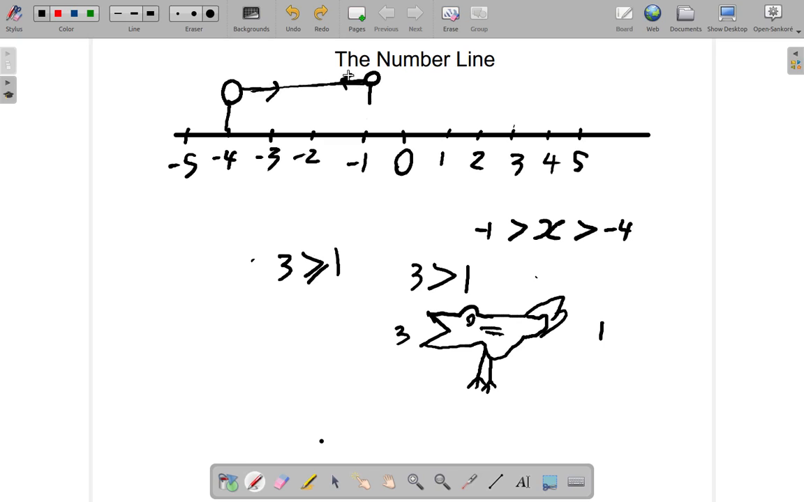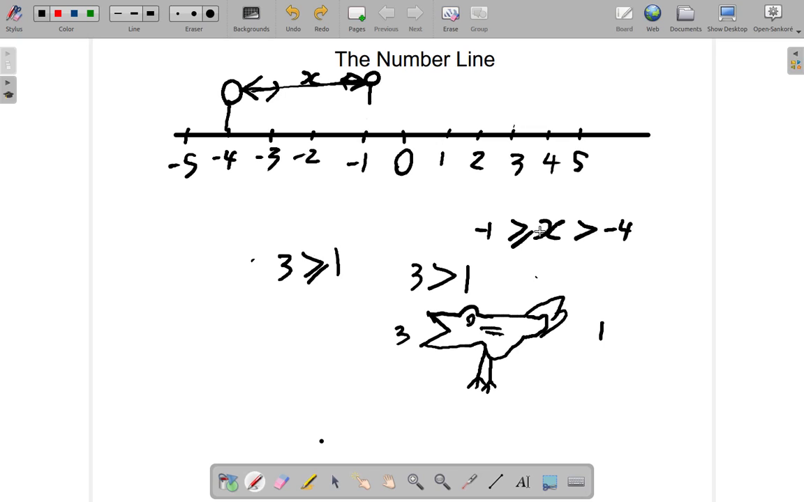Alright, I could use these arrows as well. These are values of x. So x is between -1 and -4. Now if I had said x is greater than or equal to 1, and I put a greater than or equal to sign there, that would mean 1 is included. When I say greater than or equal to, 1 is included there.